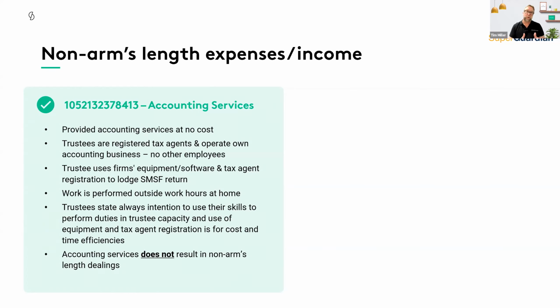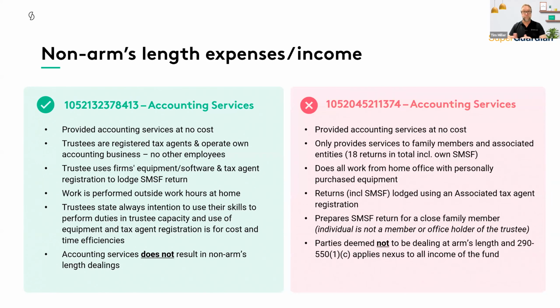So what that private binding ruling provides us, particularly from an accounting point of view, is that documentation is quite critical, because this fund had minuted all along that they were going to provide the services as trustee, they would perform it, and that they would utilize the business assets to do the work. They showed what their intention was. Tax office said nothing to see here in that regard.